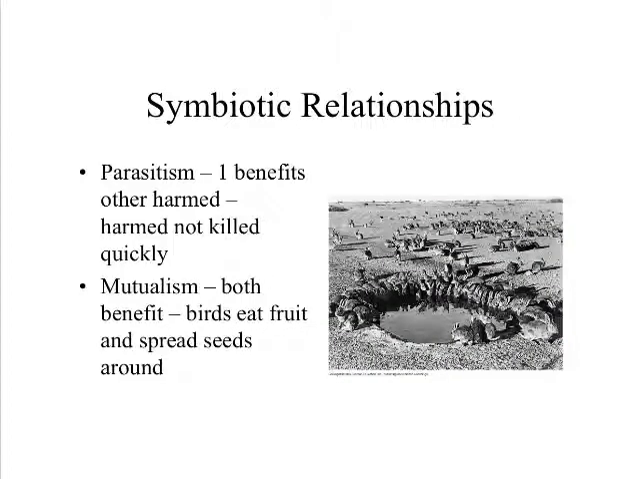Now, not all relationships in a community are predator-prey, killing to eat. We also have what are called symbiotic relationships. Parasitism is one symbiotic relationship. It's where one is benefited and the other one is harmed, but not necessarily killed, or not killed quickly.